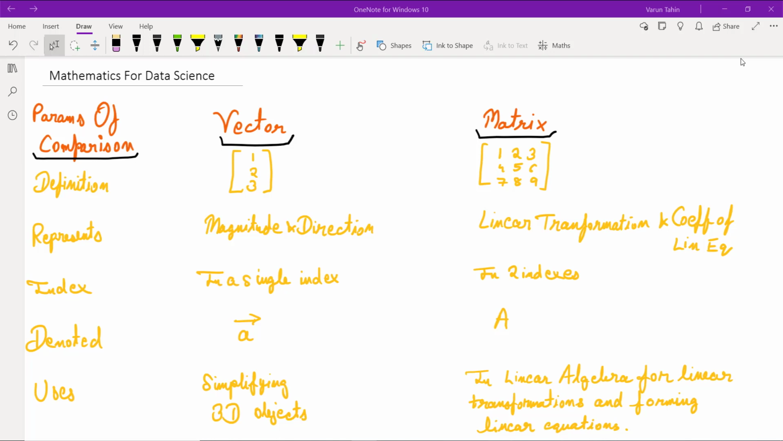Now the fourth difference is that a vector is denoted by letters with an arrow on top of it to differentiate it from other quantities, whereas a matrix is denoted by uppercase letters. And lastly, a vector is used in simplifying three-dimensional objects in geometry, whereas a matrix is used in linear algebra for linear transformation and forming linear equations.